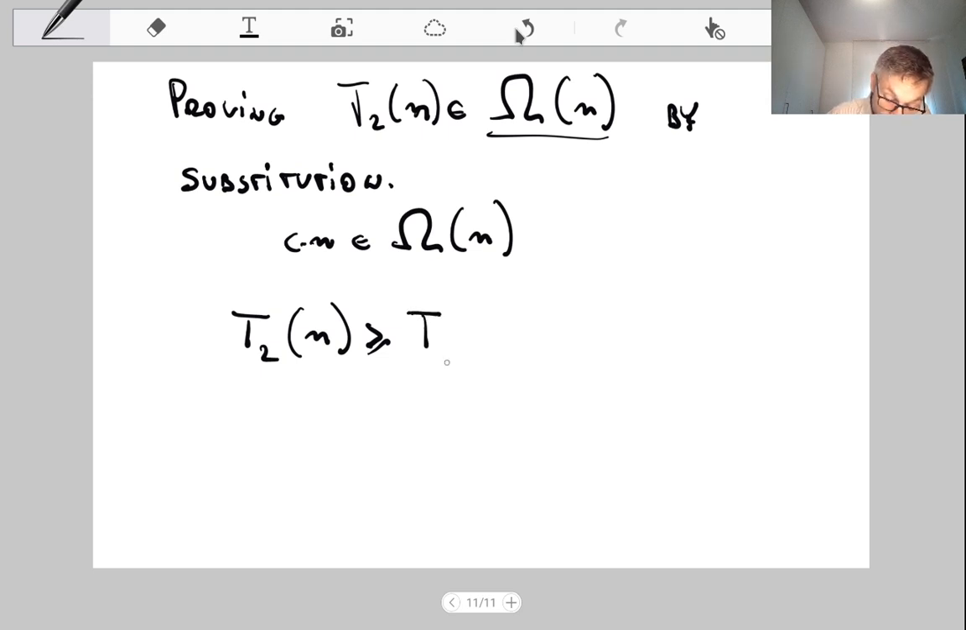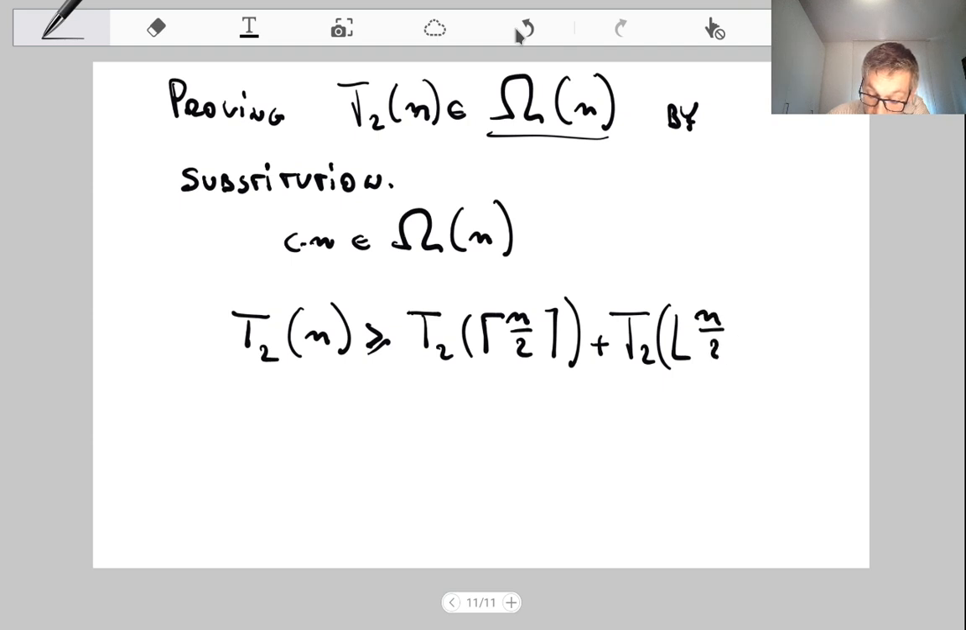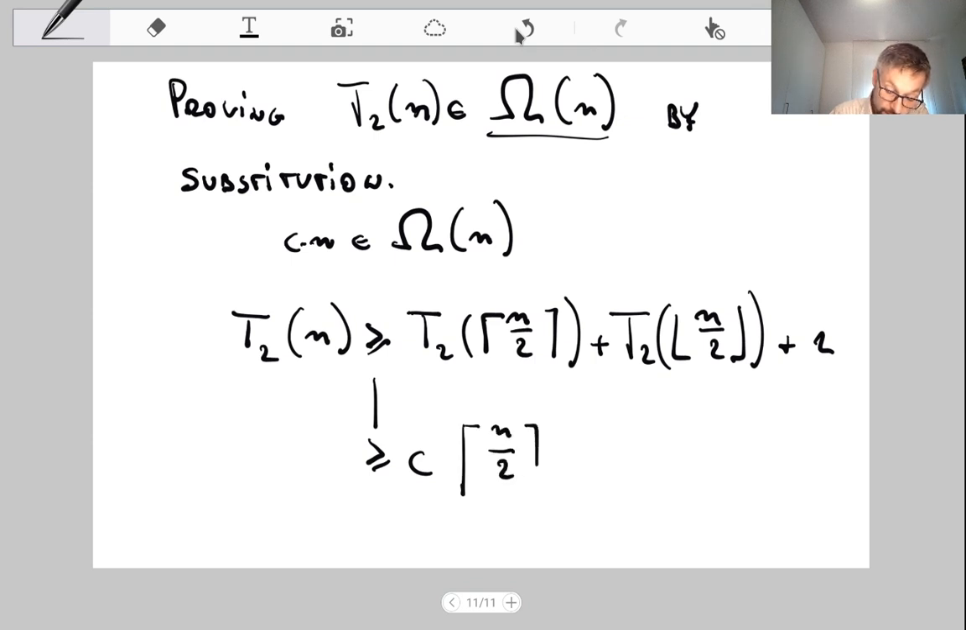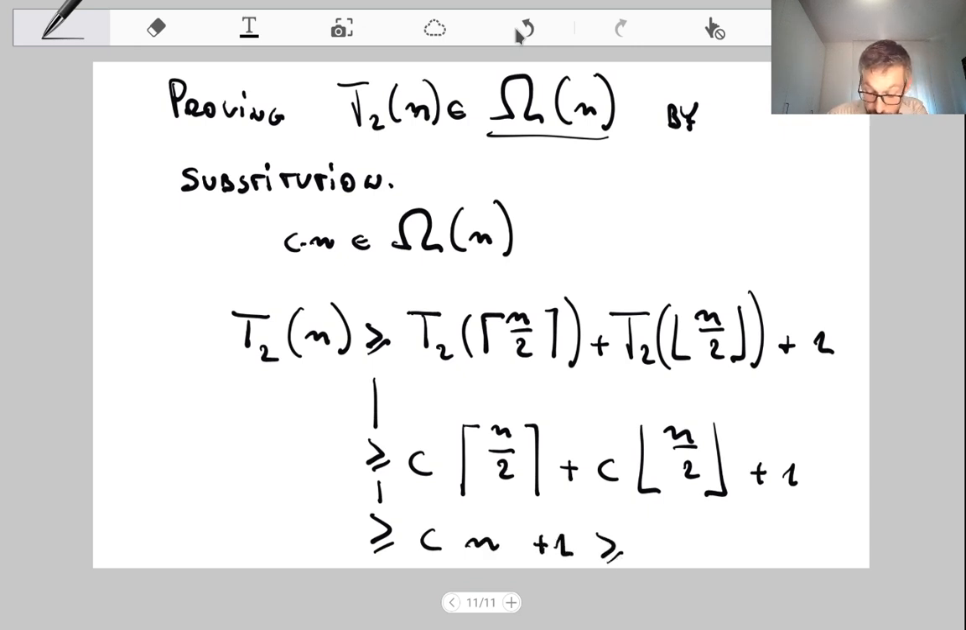So now, this can be done this way. Let me rewrite the equation. This is T2, this is T2 again, and let me leave as it was the representative for the theta function there. So for sure this is greater or equal to, again, I need to assume that this call is greater or equal than C of this stuff plus 1, which is greater or equal than C of n plus 1, which is of course greater or equal than Cn.